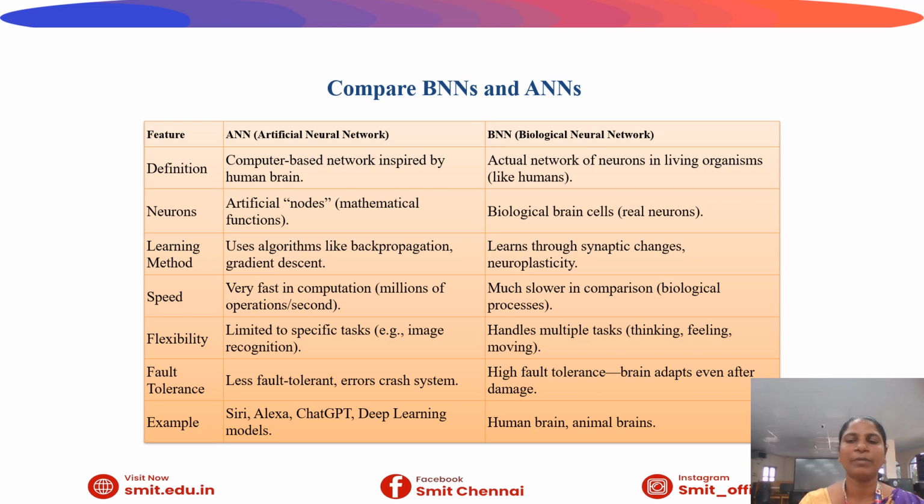The artificial neural network is based on nature, and its speed is very fast in computation, performing millions of operations per second. The biological one is much slower, and its flexibility is limited to specific tasks, while the artificial one can handle multiple tasks. On fault tolerance, the artificial network has less fault tolerance and can crash, but the BNN has high fault tolerance. Examples of artificial neural networks are ChatGPT, deep learning models and Alexa. For the biological neural network, we know it is all human and animal brains.